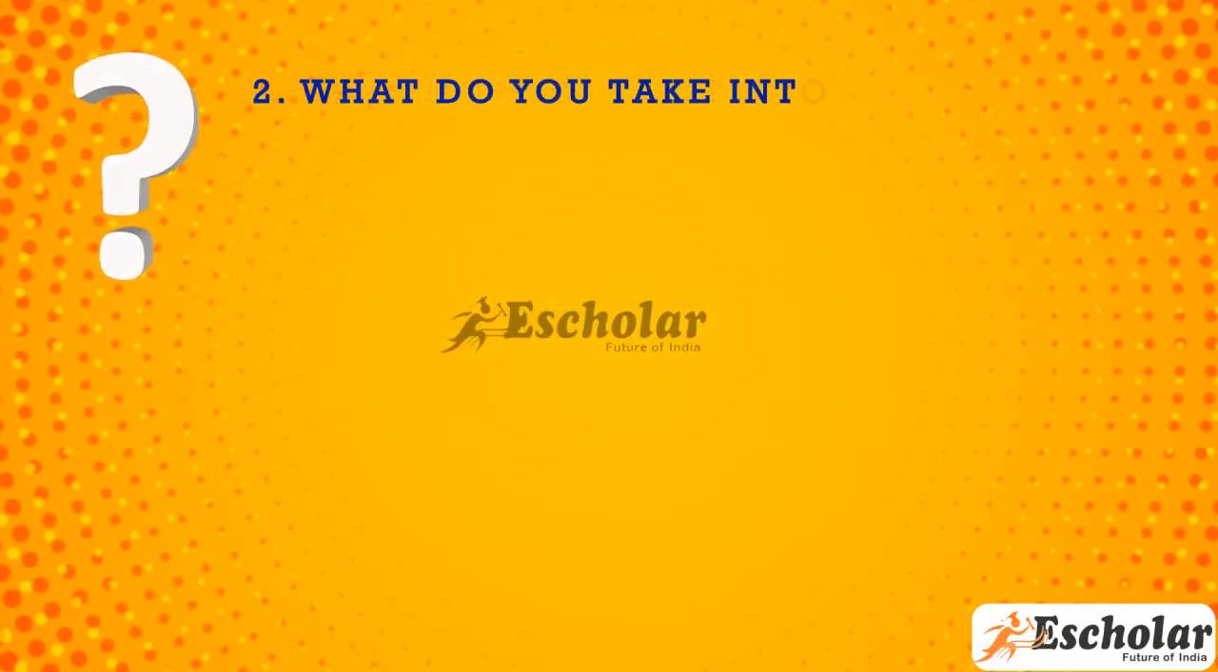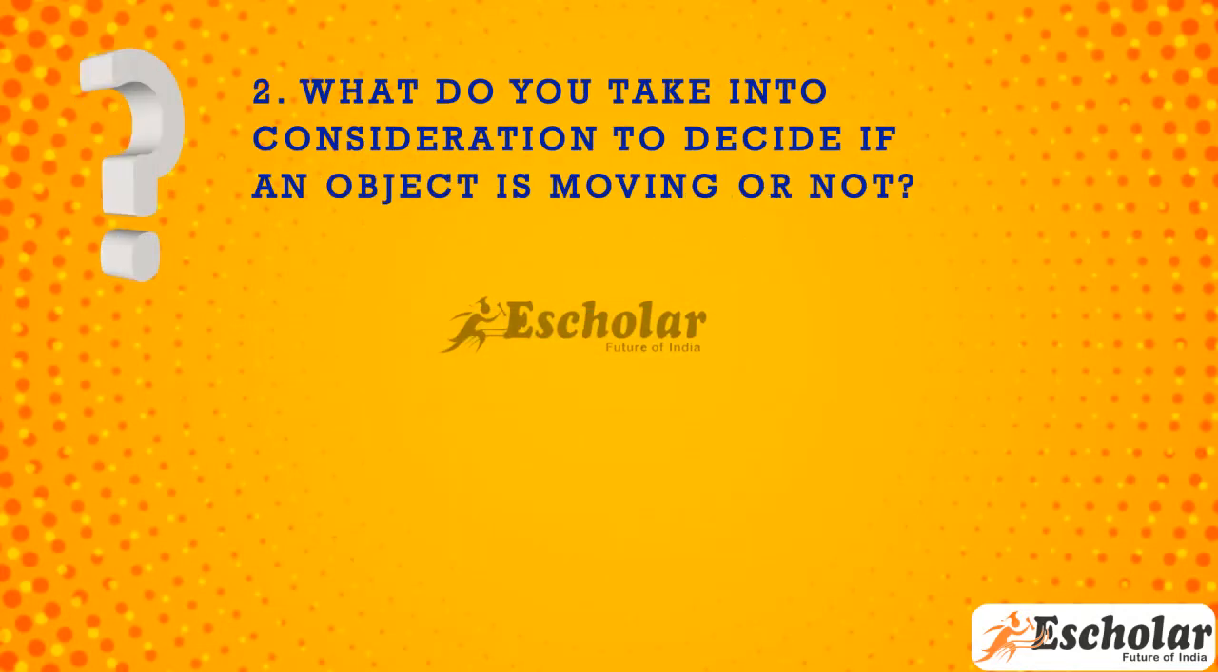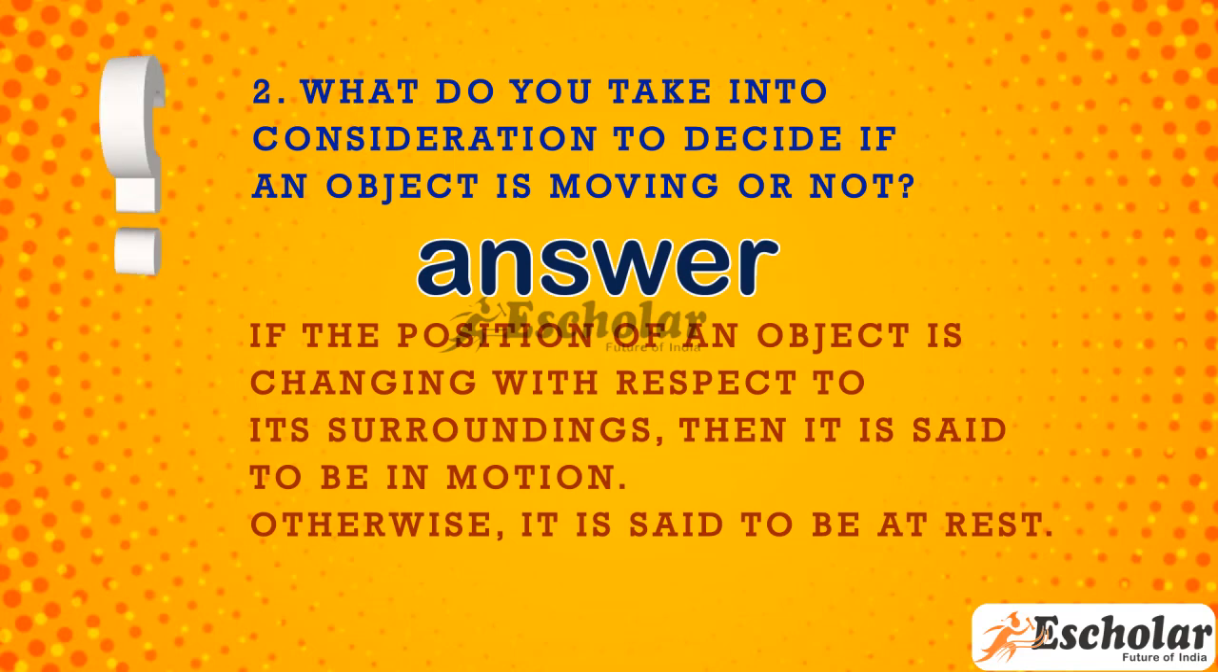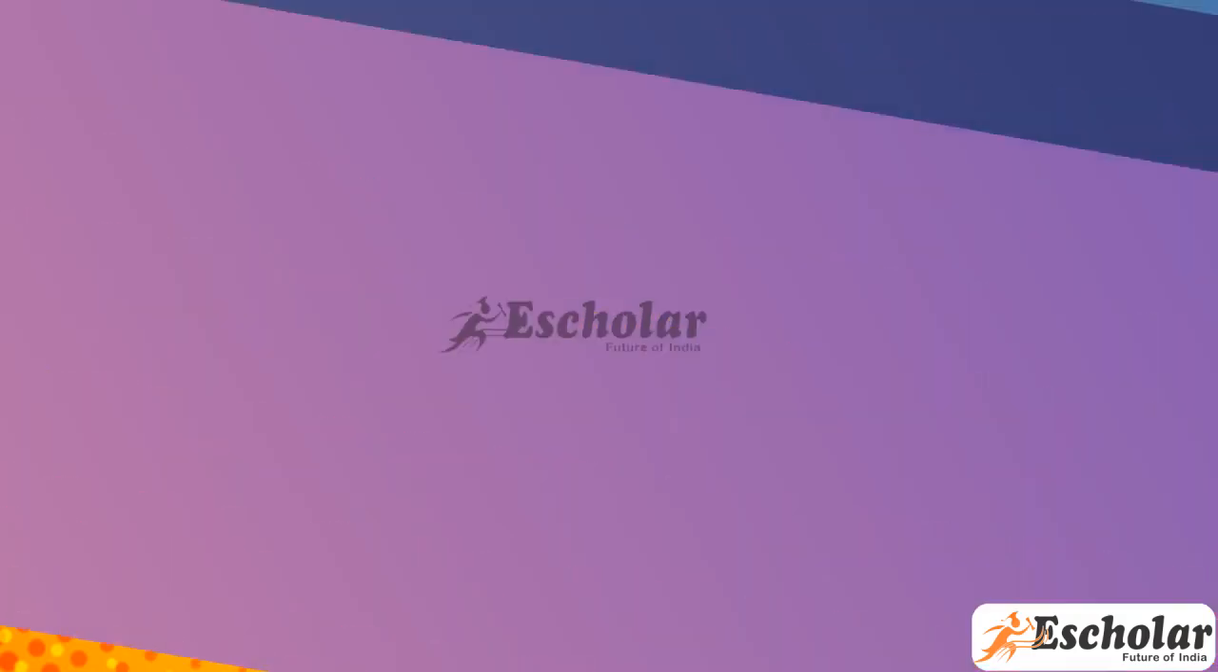Question 2. What do you take into consideration to decide if an object is moving or not? Answer. To decide whether an object is in motion or not, we consider whether it changes its position with respect to its surrounding or not. If the position of an object is changing with respect to its surroundings, then it is said to be in motion. Otherwise, it is said to be at rest.